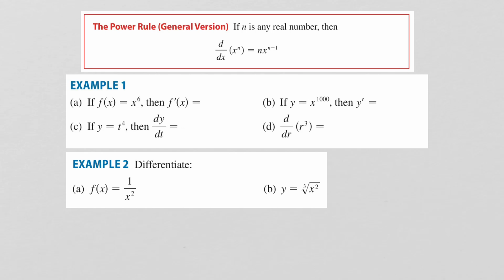The power rule. If n is any real number, then the derivative with respect to x of x to the n is n times x to the n minus 1.